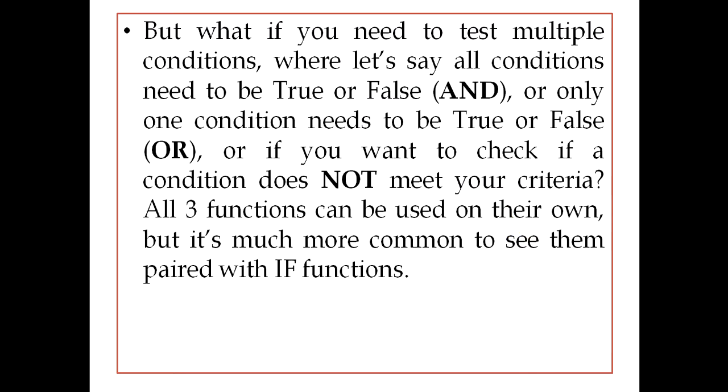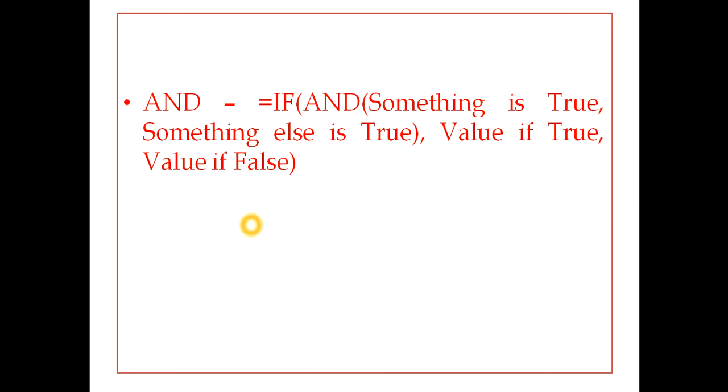But what would happen if we try to check multiple conditions? In such cases, we need to use three more functions, that is and, or, not. If all conditions need to be true, then and. Suppose only one condition needs to be true, then or. And suppose we want to check if a condition does not meet our criteria, then not. And how to use them with respect to the if statement, let's check one by one.